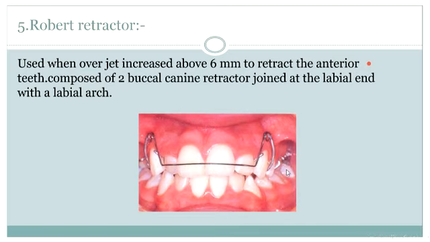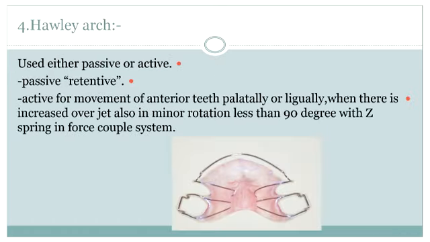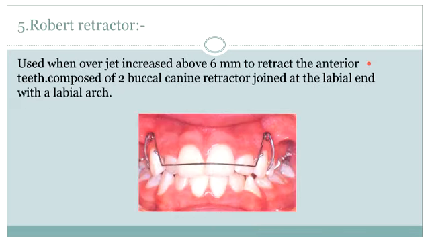Robert retractor, another type of spring which is used in this removable appliance. Used when overjet increases above 6 millimeters, while the Howley arch is used if the overjet is less than 6 millimeters. With the Robert, more than 6 millimeters, to retract anterior teeth, it is composed of two buccal canine retractors.